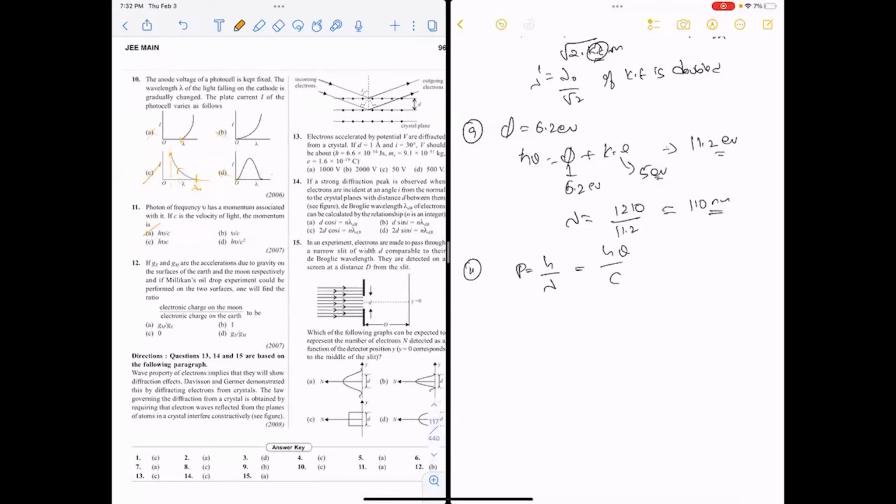So the 12th one. If g_E and g_M are the accelerations due to gravity on the surface of the Earth and the Moon respectively, and if the Millikan oil drop experiment could be performed on both surfaces, one will find the ratio of electronic charge on the Moon to that on Earth. It will be universal, the same, one. You do the experiment on Earth or Moon or wherever, it is still the same, right? So that doesn't change anything.